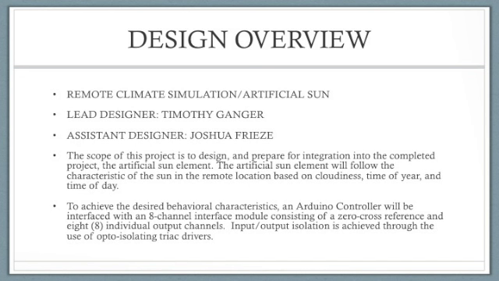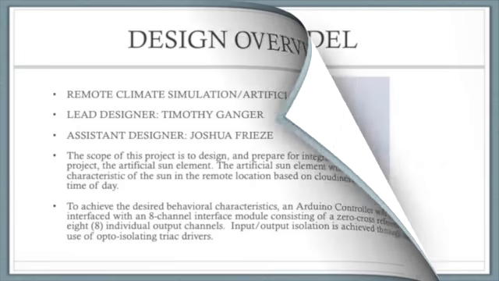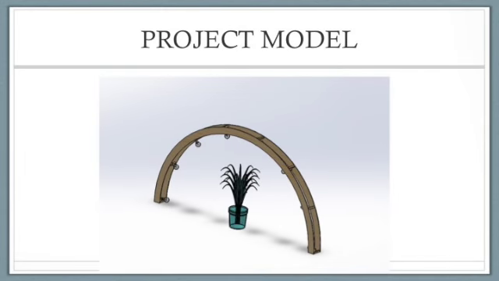The final product for this project consists of an Arduino controller interfaced with an 8-channel interface module consisting of a zero cross-reference and 8 individual output channels. Input isolation is achieved through the use of opto-isolating triac drivers, and zero cross-reference is also achieved using an opto-isolator. The physical design for the finished product, minus the interface module and the microcontroller, can be seen in the following images. As you can see, the final product is an arch consisting of 8 individual light bulbs, which will be operated by the 8 individual channels on the interface module. One end of the arch is considered pseudo-east, the other end pseudo-west.